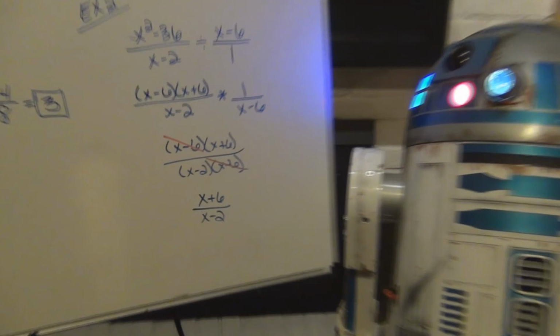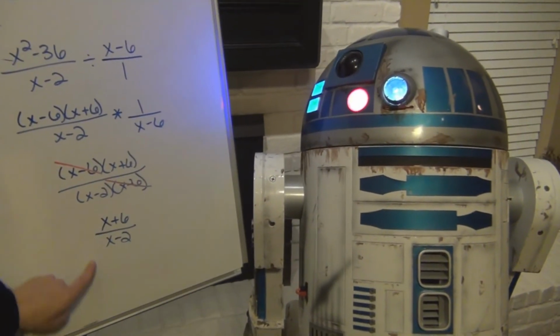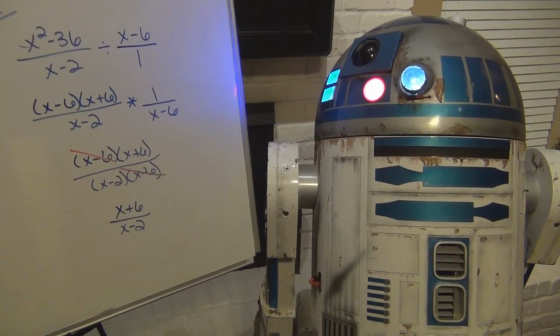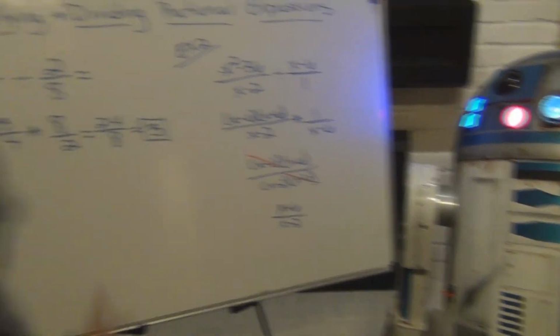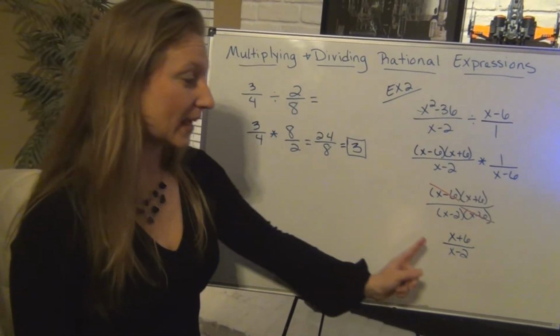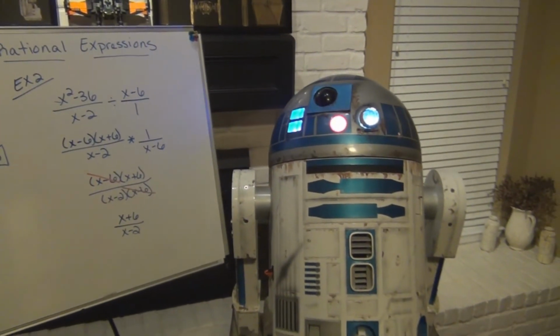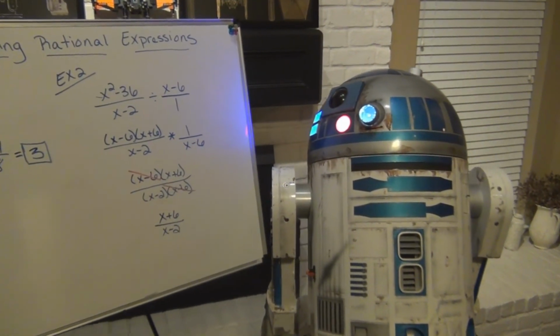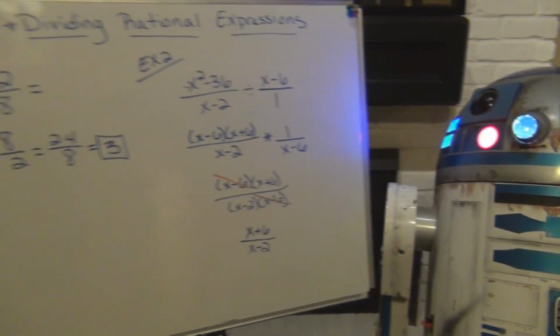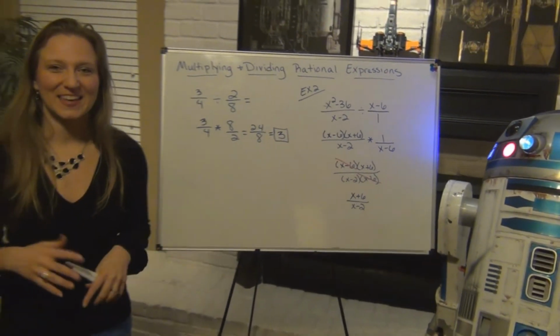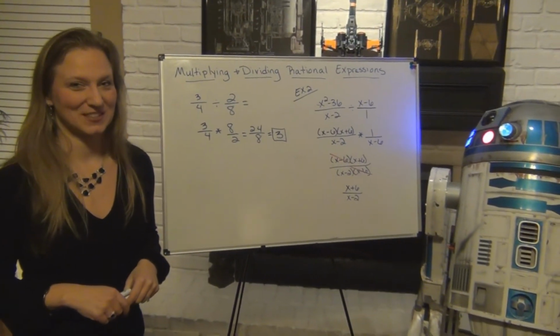R2, are we allowed to cancel x's here? You're right, we are not allowed to because we don't cancel terms, we only cancel factors. R2, you're getting so smart. So we're going to stop there, and that is it for multiplying and dividing rational expressions.